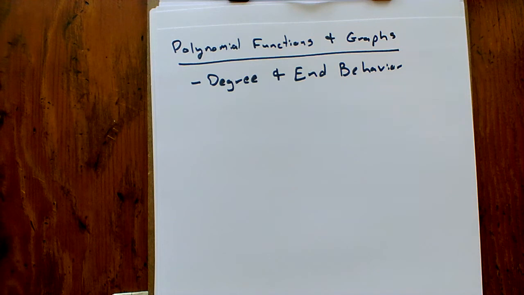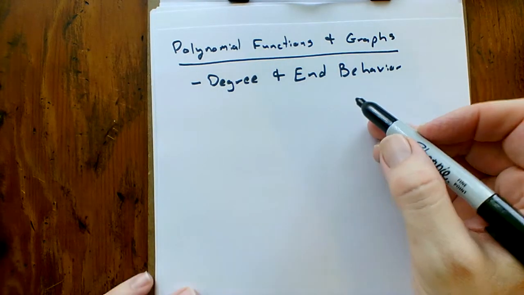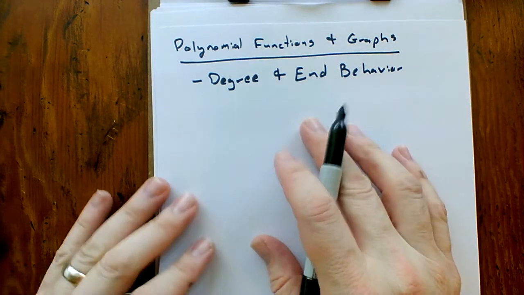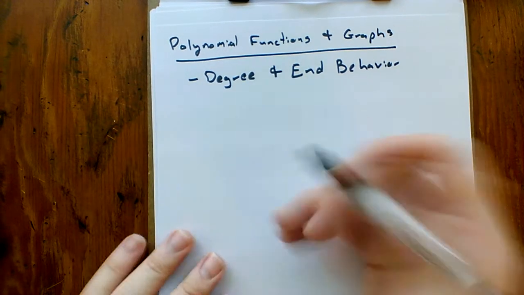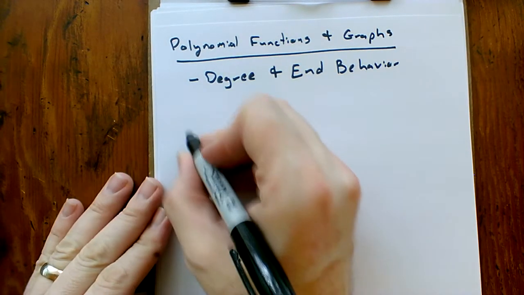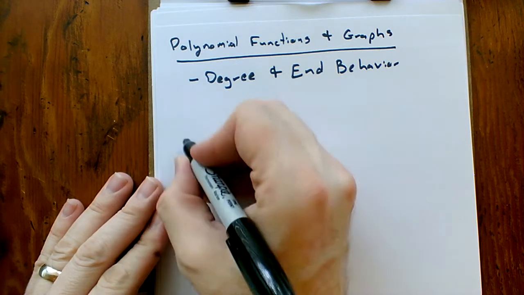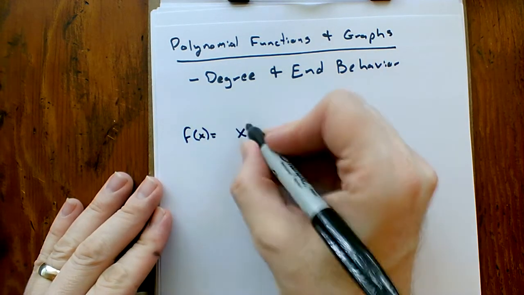So, we're going to be talking about polynomial functions and their graph. And to start off, we're going to talk a little bit about degree and end behavior. But when we talk about degree, let's make sure we're clear on what a polynomial function is. A polynomial function is just any function where I have x's with powers on them.